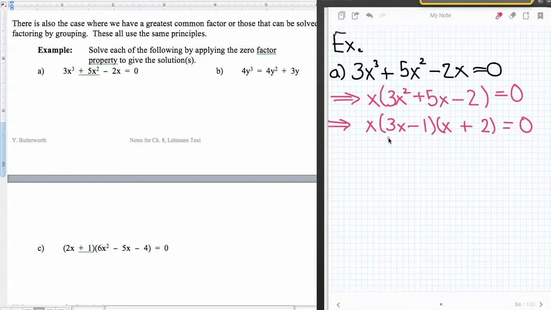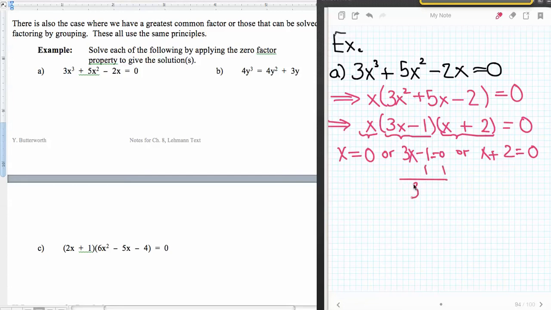And now we set everything that contains an x equal to 0. And so you see we have 1, 2, 3 factors that contain an x this time to set equal to 0. So x equals 0, or 3x minus 1 is equal to 0, or x plus 2 is equal to 0. So 3 separate factors this time around, and 3 separate solutions.